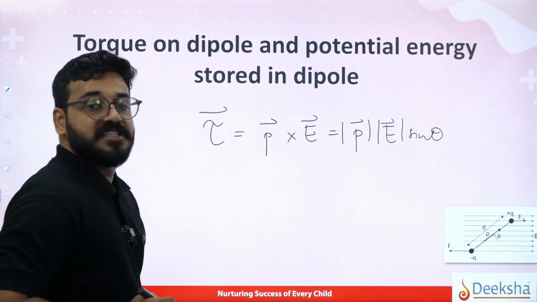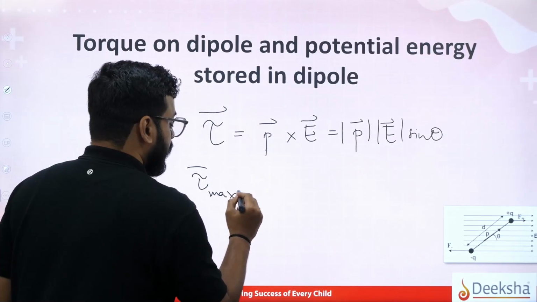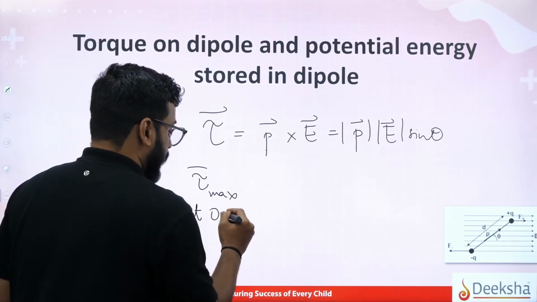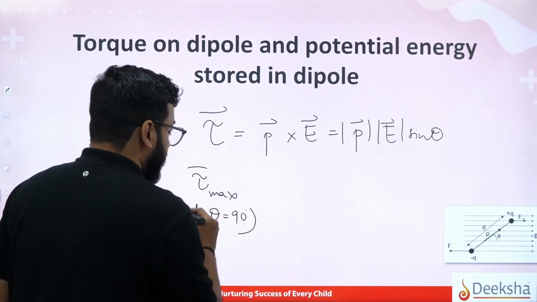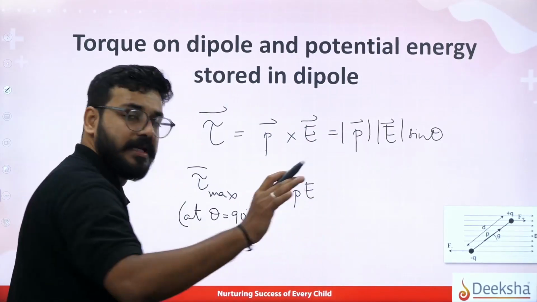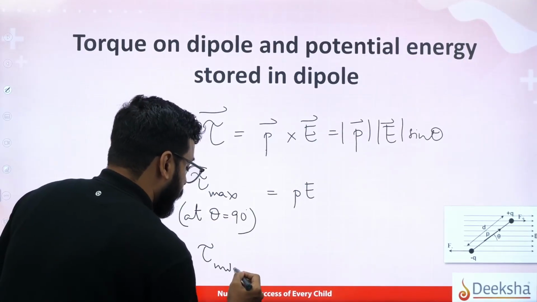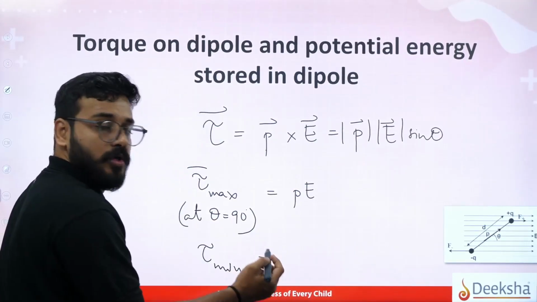So when will the torque be maximum? Torque will be maximum at theta equals 90, since sin 90 is 1. So directly you can write it as P into E. That is the maximum torque. And the minimum value of torque is 0.